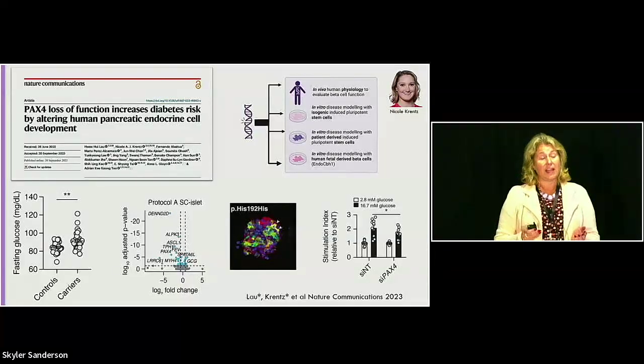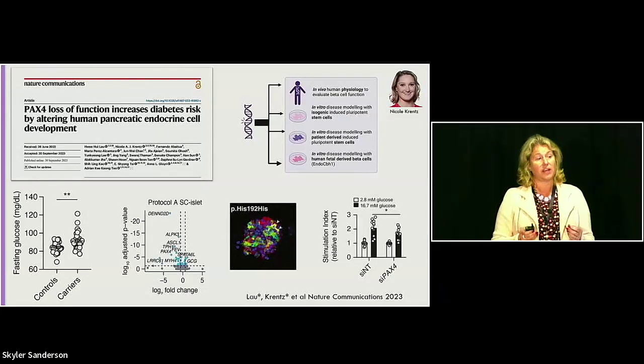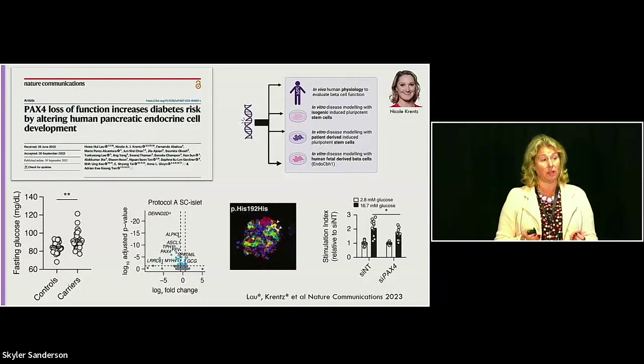So I was part of a collaborative grant and a paper working with colleagues from Singapore, where we tried to address the question of what this variant in the PAX4 gene does in humans, and how it relates to increased diabetes risk. And we tackled this using a variety of different human models. We first of all recruited around 200 people who were non-diabetic who carried the variant, and we performed oral glucose tolerance tests on them to demonstrate that the carriers of the variant had reduced beta cell function.